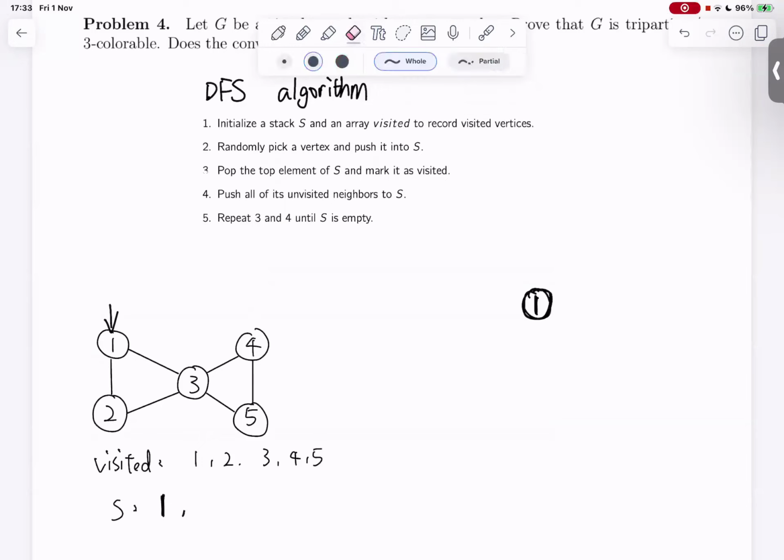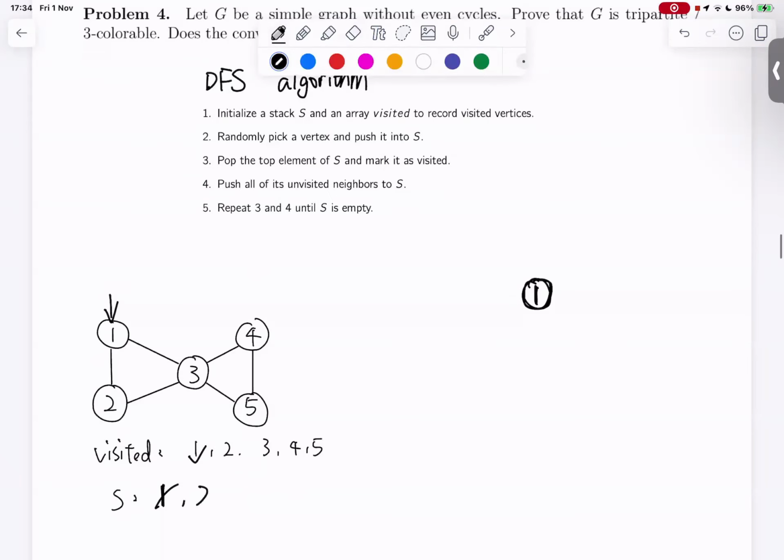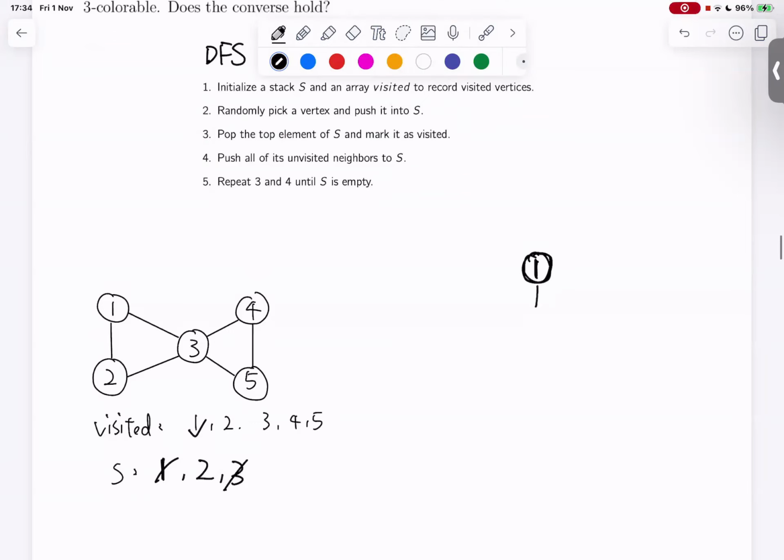Then we go to step 3. We pop the top element, which is 1, mark it as visited, and push all of its unvisited neighbors to S. So it's 2 and 3. Then we go back to step 3 and pop the top element. Let's say the rightmost element is the top. We mark it as visited and add it to our DFS tree. Right now we're here. We push all of its unvisited neighbors into S. So it's 4 and 5.